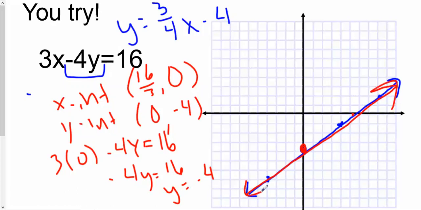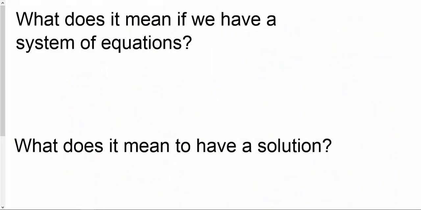So again, two ways you can solve it. Up to you, however you want to do it. What we want to think about going into the next lesson is, what does it mean if we have a system of equations? What does the system mean? What does it mean to have a solution?